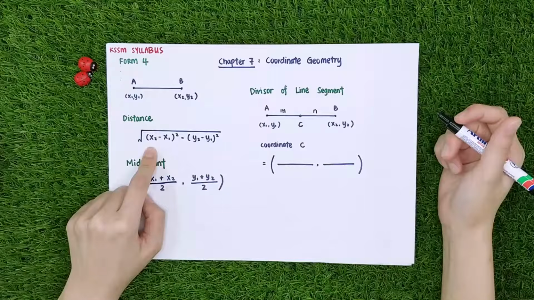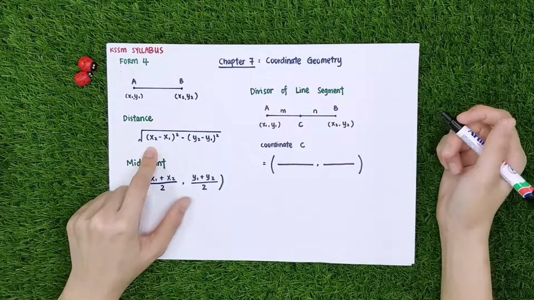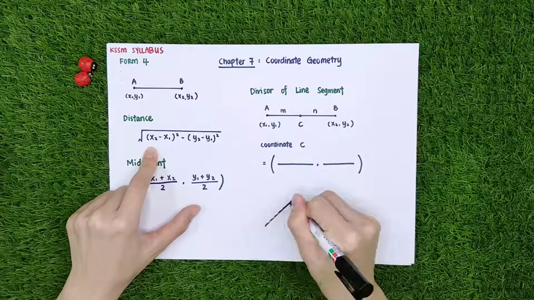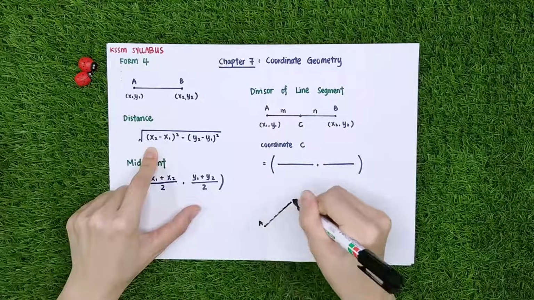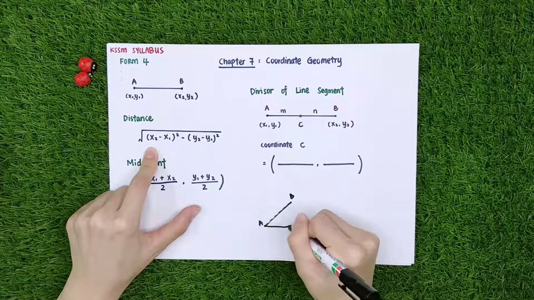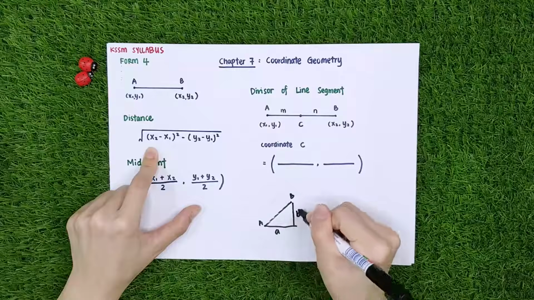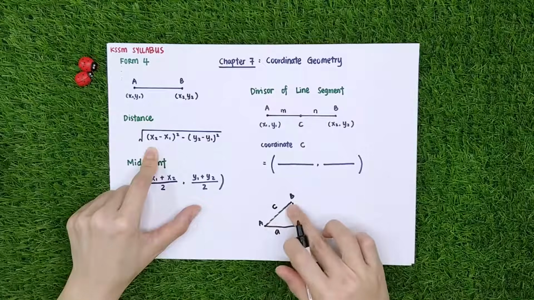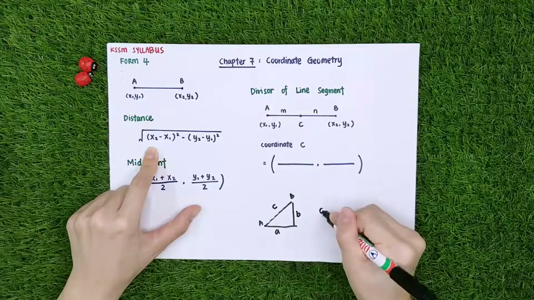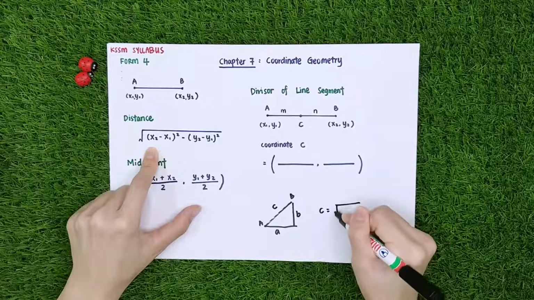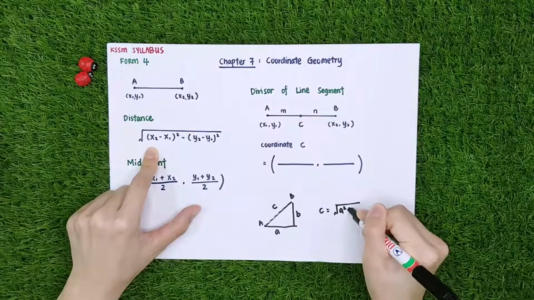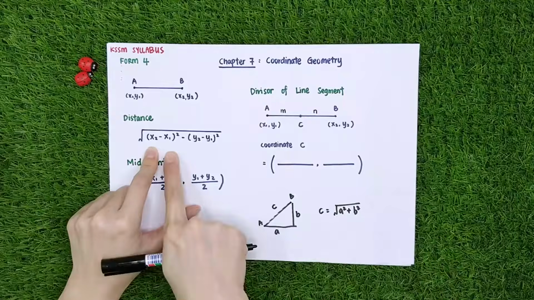Actually, the formula of distance is the same as the Pythagoras theorem. Okay, let me show you. Let's say this is A, this is B. Then for Pythagoras, let's say here is A, B, and C. If you want to find the distance of C, that means C is equal to the square root of A squared plus B squared, which is the same as the formula of the distance in coordinate geometry.